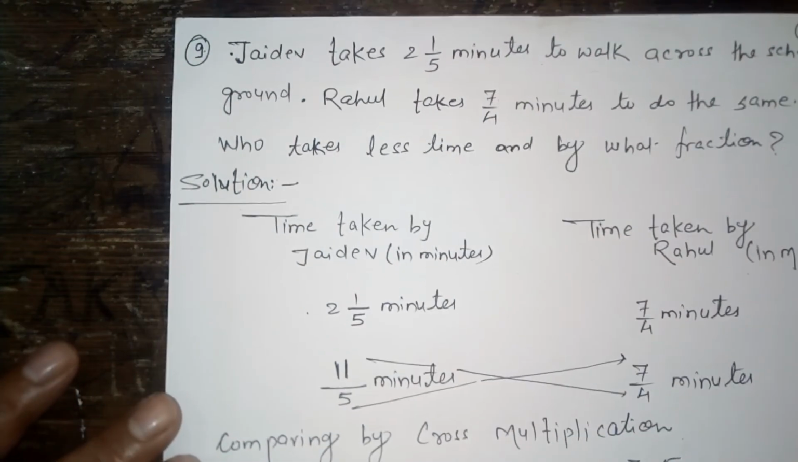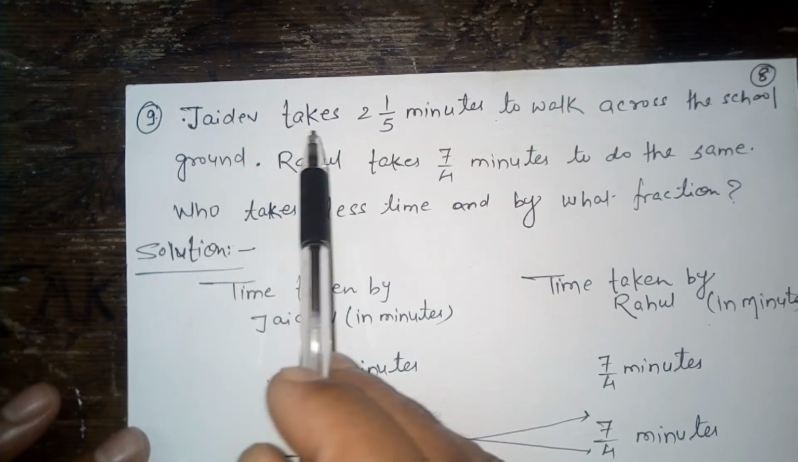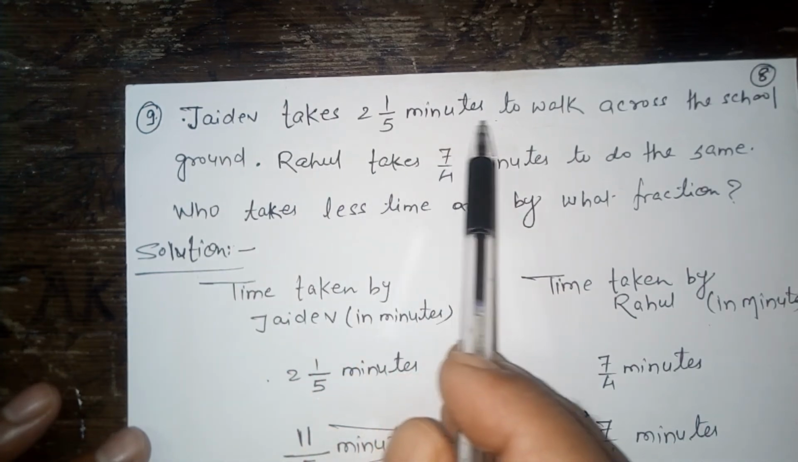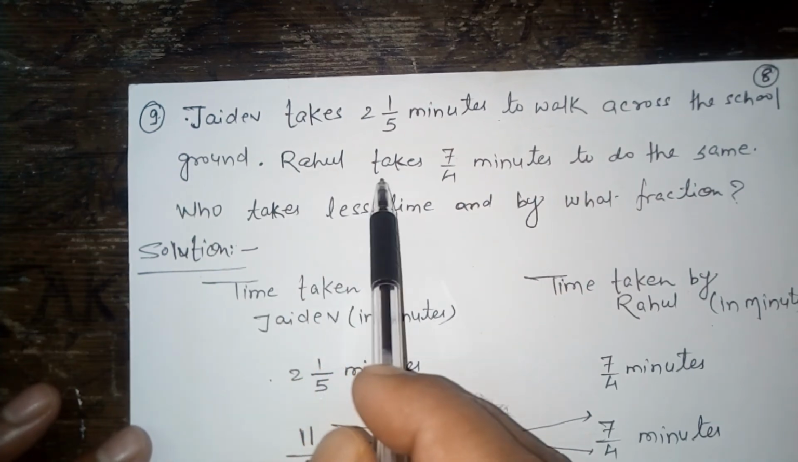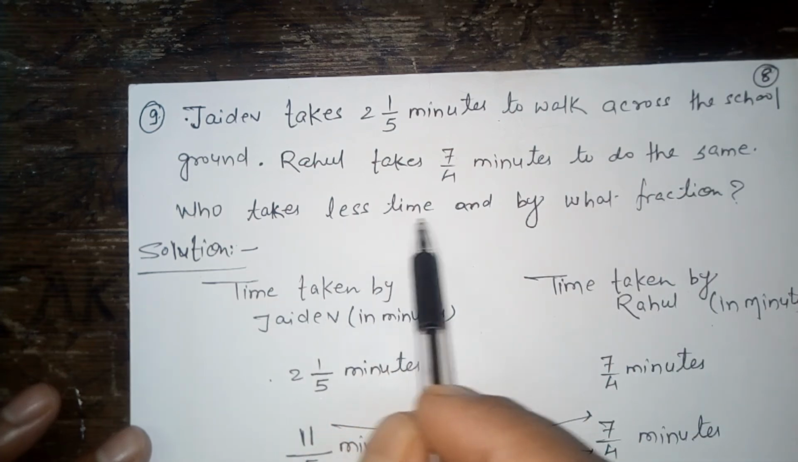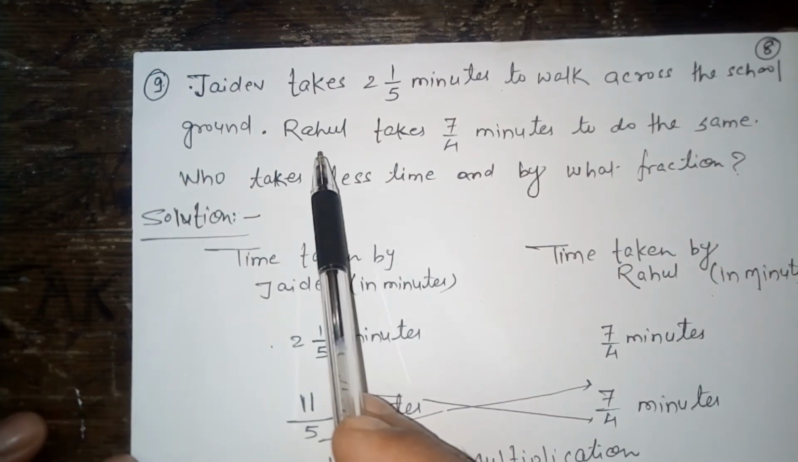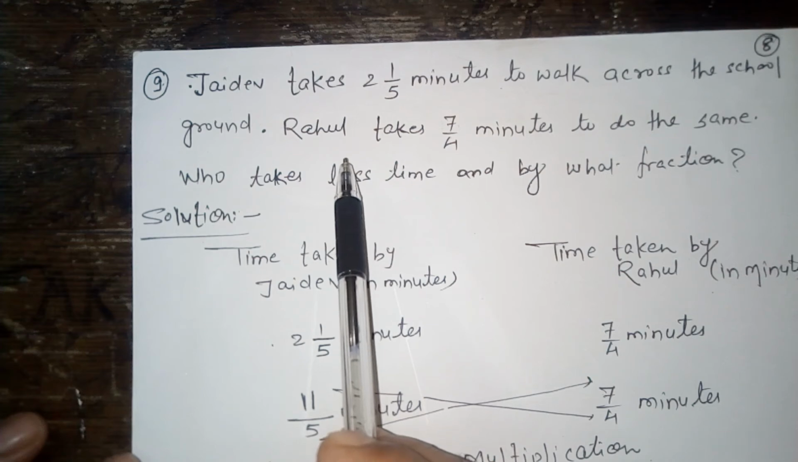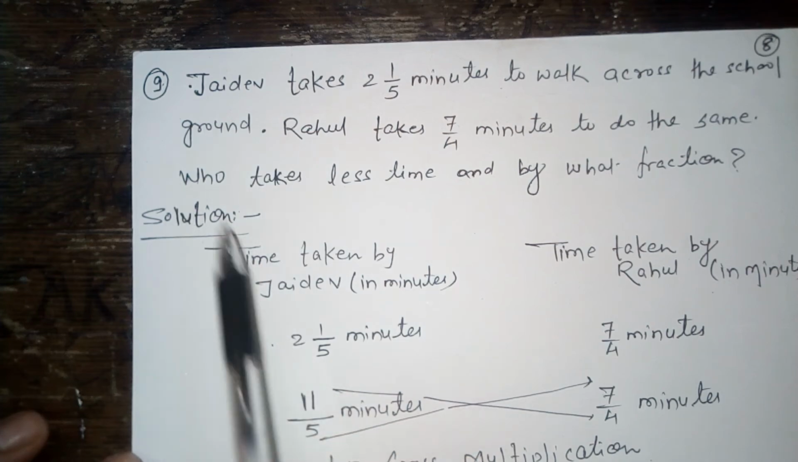My dear student, your next question is, now look here. This is question number 9. Jaidev takes 2 and 1 upon 5 minutes to walk across the school ground. And Rahul takes 7 upon 4 minutes to do the same. Who takes less time and by what fraction? This question is likewise question number 8.